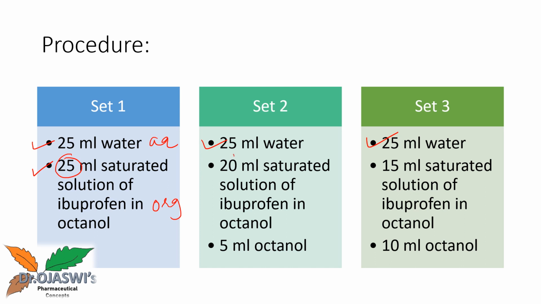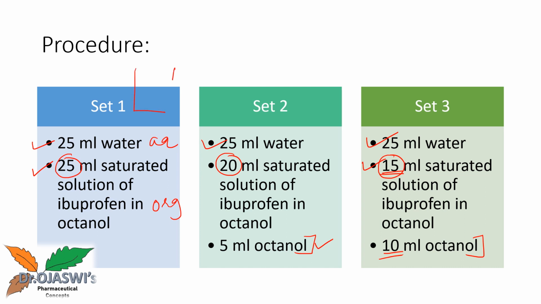In the second set, the ibuprofen content is reduced and the remaining volume is made up with octanol. In the third set, by taking a lesser amount of the saturated solution, we reduce the amount of ibuprofen, and then the volume is matched with the other sets by adding 10 ml more octanol. So these are the three sets.